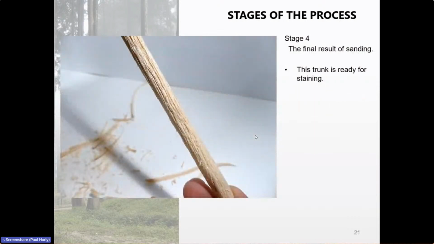The final result after it's been sanded is right there. You can see you're leaving some of the grain behind, but you don't want to take it all away by sanding it away. It's ready for staining at this point.